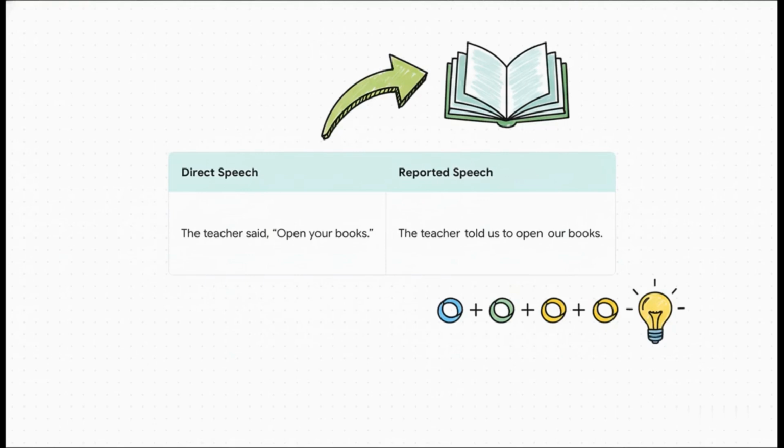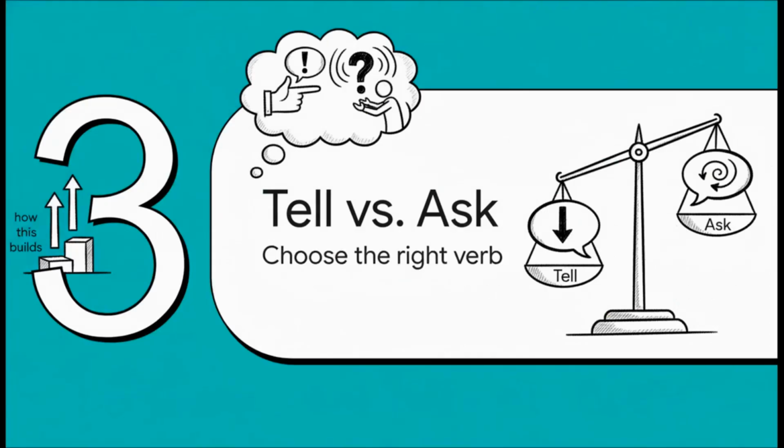Let's circle back to our teacher example. The direct speech was, open your books. Using our formula, that becomes, the teacher told us to open our books. See how that fits perfectly? We have the reporting verb told, the object us, and then to open. Easy.